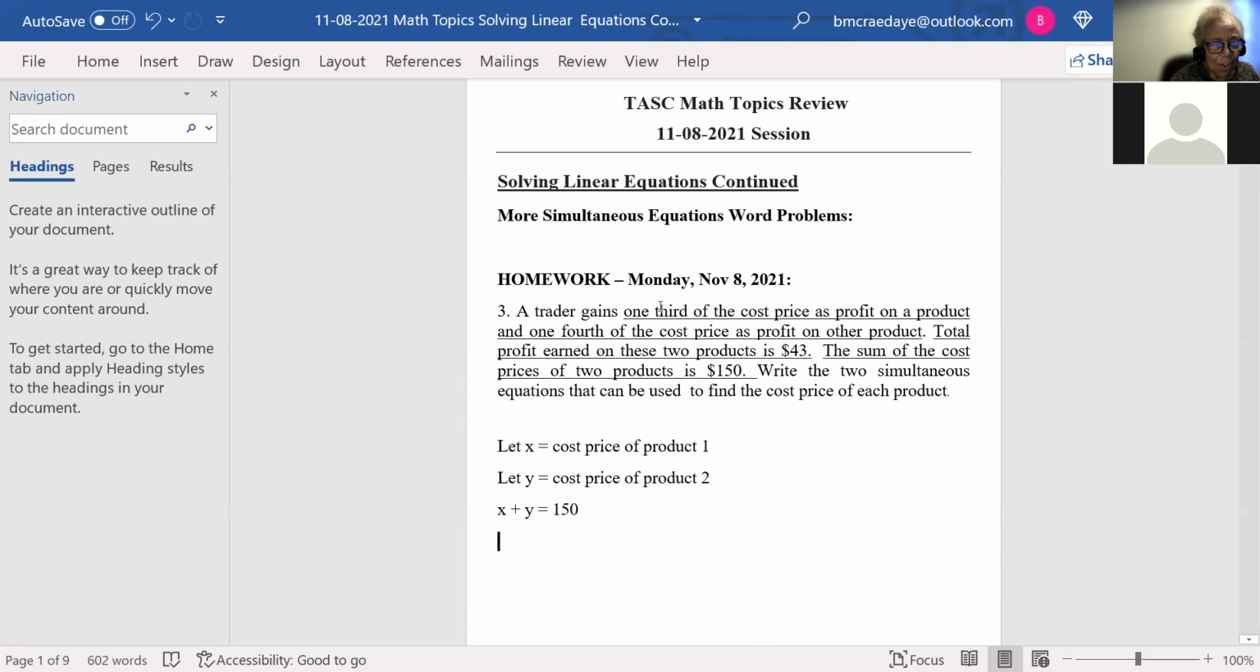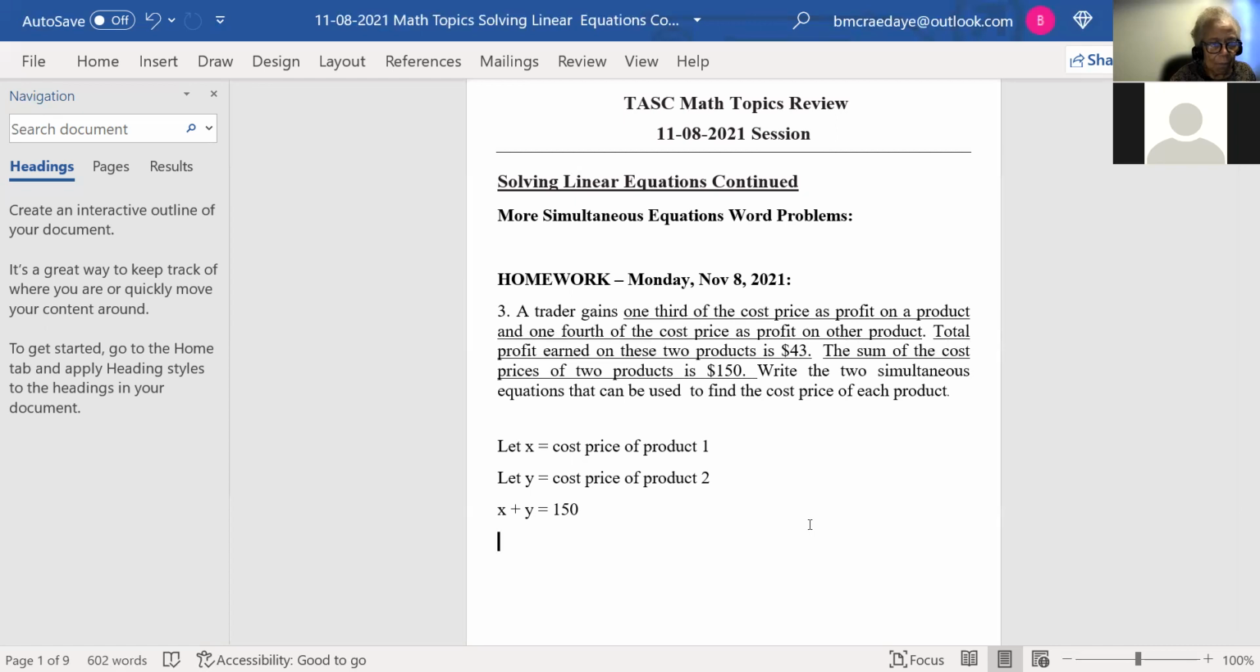See, 1/3 of the cost price is profit, right? That's product one, say, and 1/4 of the cost price of product two is profit, and the total profit of those two products is $43. How do I write 1/3 of the cost price of product one?